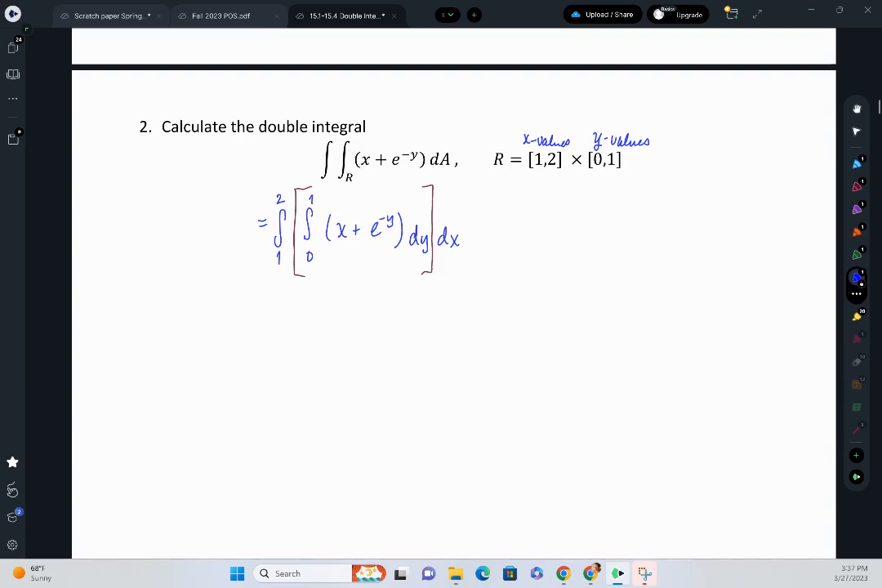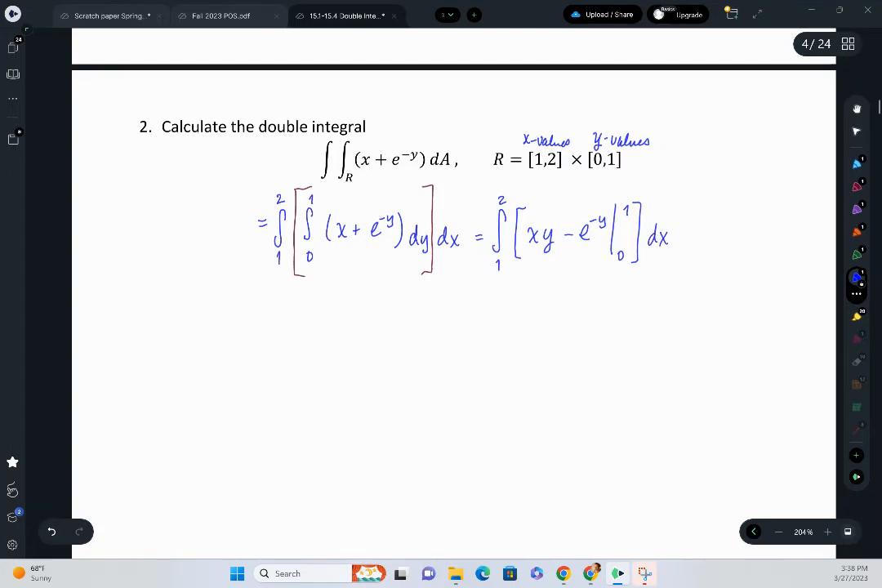And there's that term x. Remember, x is a constant, and the antiderivative of a constant is just the constant times the variable. So when I find this antiderivative, I still have the integral from 1 to 2. Now my antiderivative is xy for that first term. The antiderivative of e to the minus y is minus e to the minus y. This will all get evaluated from 0 to 1. Close that up, and then dx will be on the outside.